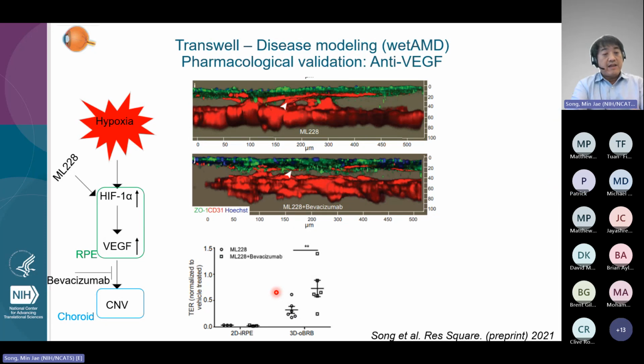And then anti-VEGF is a standard treatment for wet AMD in the clinics, and it has been showing a rescue of the CNV pathology in wet AMD development, and it hinders the progression of wet AMD. So we also confirmed that by treating with anti-VEGF on the apical side of the RPE, we see decreased type 1 CNV here as well. We also saw partially rescued barrier function with the anti-VEGF treatment.